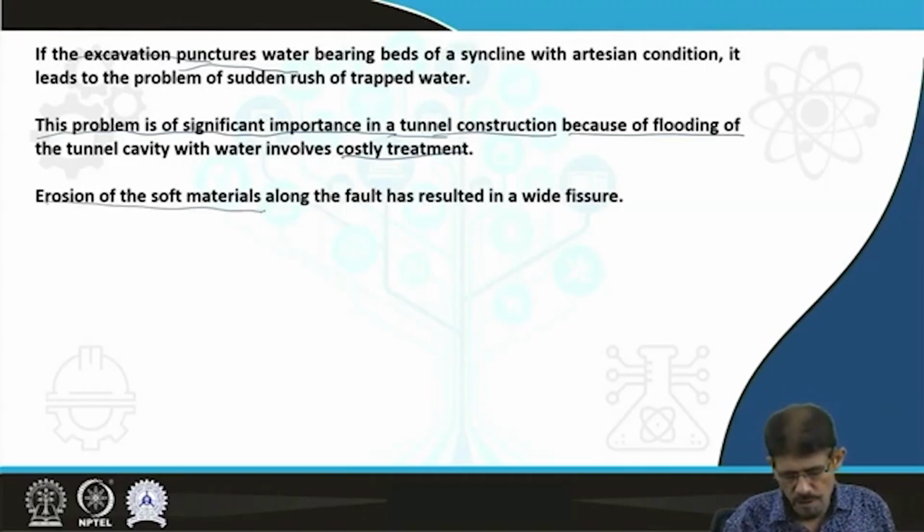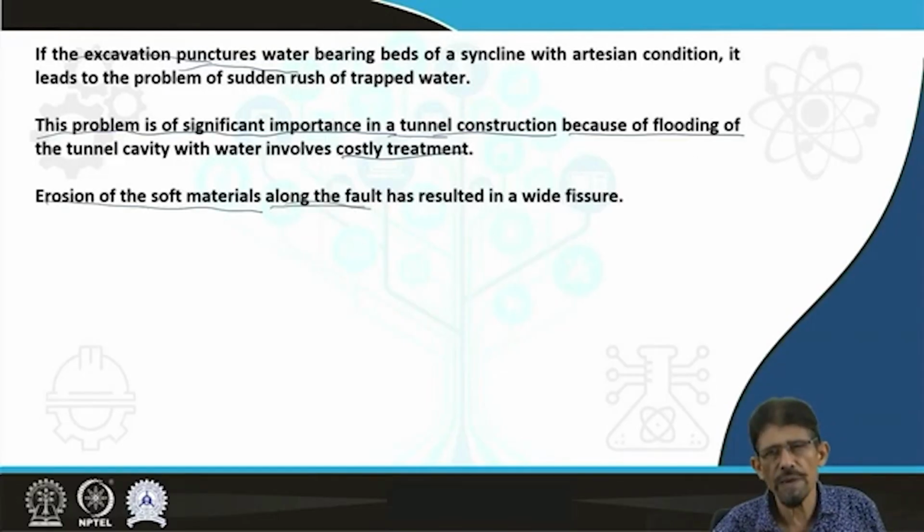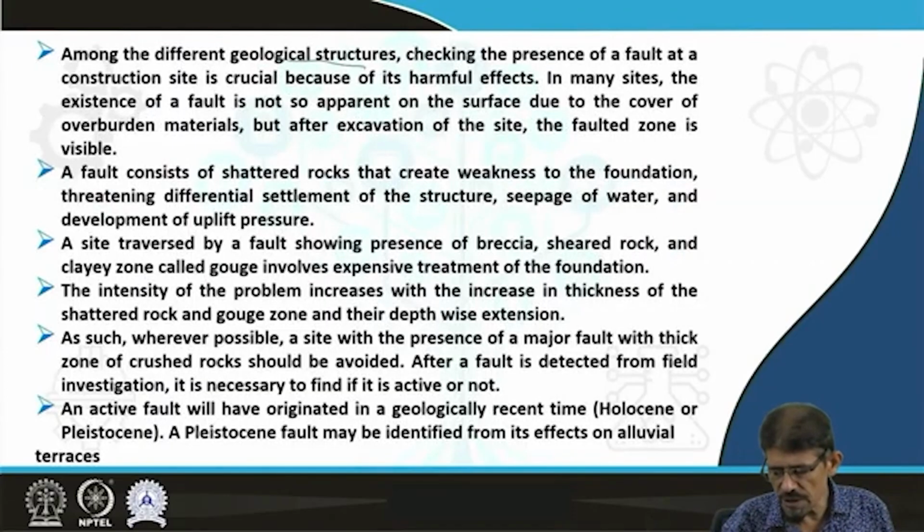Then the erosion of soft materials along the fault and fold crest is also problematic. Among different geological structures, the presence of a fault is very crucial and very problematic because the fault consists of shattered rocks like fault gouge and others, and fault gouges are more susceptible to erosion, causing a lot of problems related to weakening of the strata lying below the foundation of a dam, or below the pavement of a road, or below the foundation of a bridge or building.